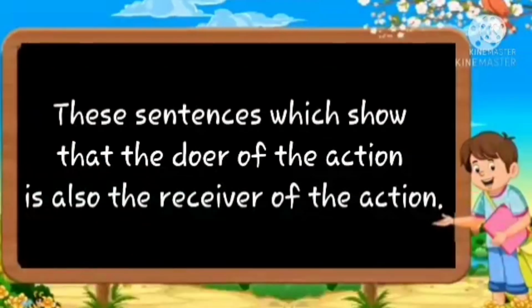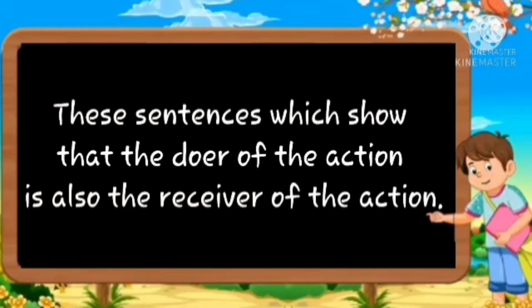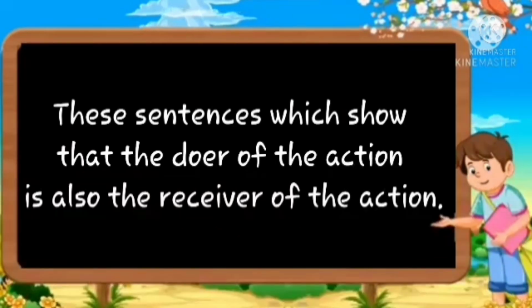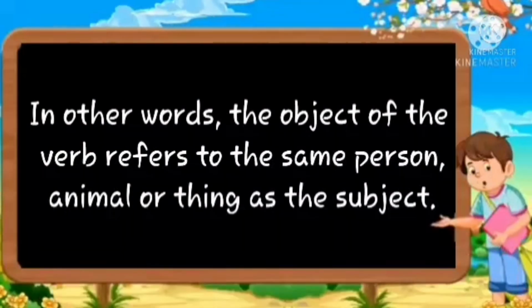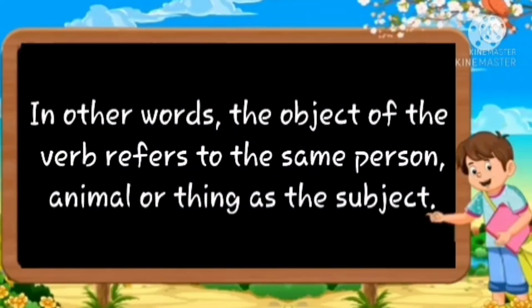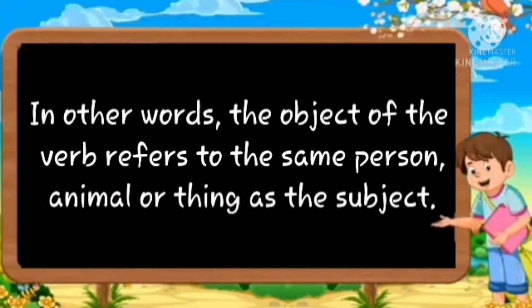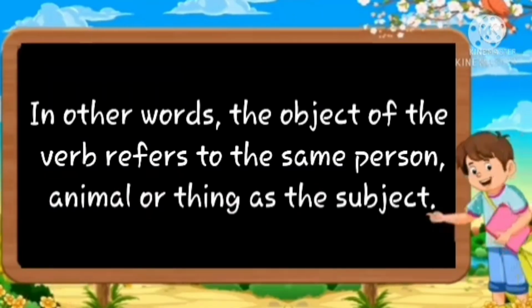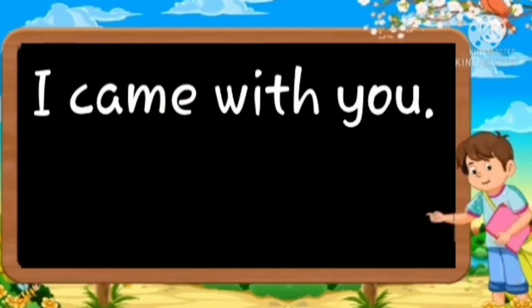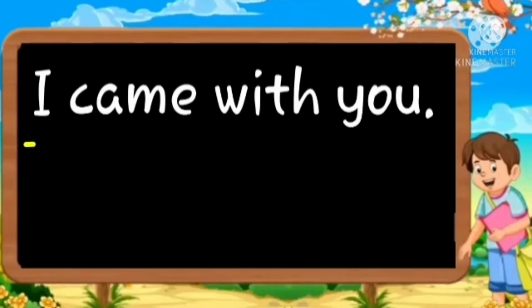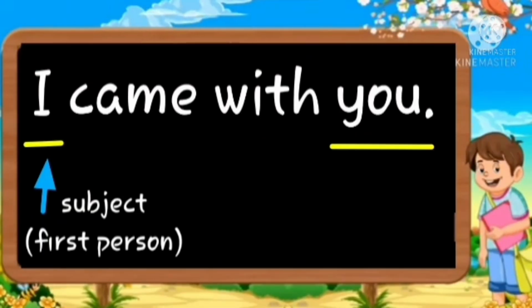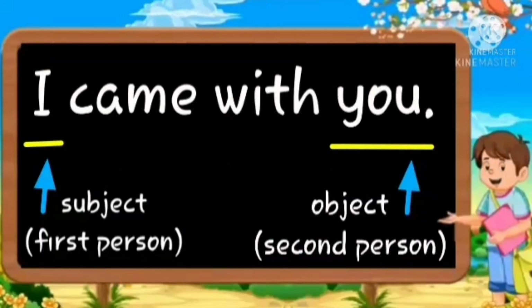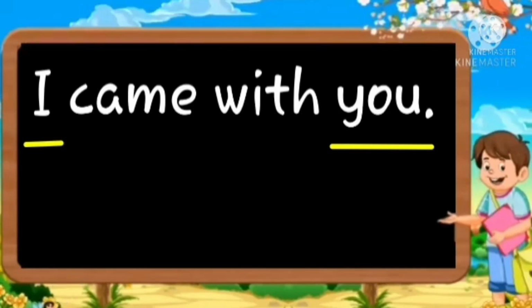Understood? Now children, these sentences show that the doer of the action is also the receiver of the action. Okay? In other words, the object of the verb refers to the same person, animal or thing as the subject, where subject and object are both similar. Okay? Like see, if I say I came with you. Okay, so here I is a first person which is a subject and you is an object that is a second person. Okay, so both are different. I means me, you means you.